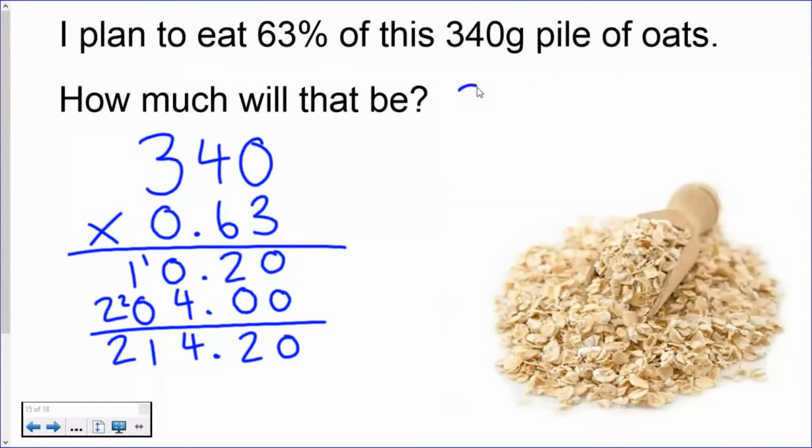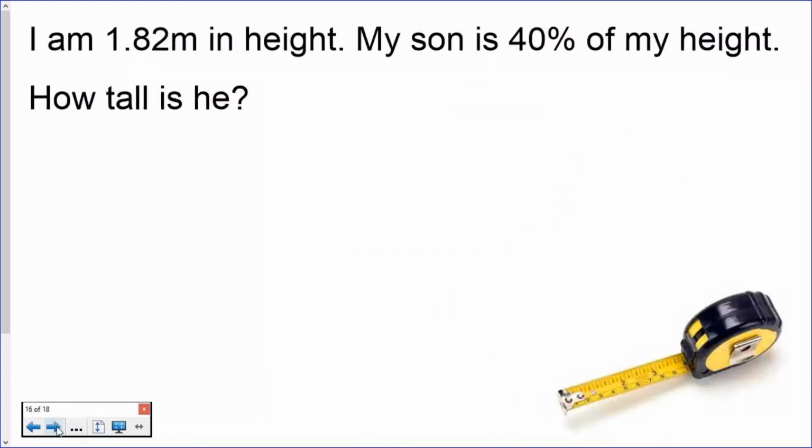So I will be eating 214.2 grams of porridge oats. If you went back and did the other method as well, divide by 100 times by 63, you would end up with the exact same answer, 214.2 grams. But using what you know about equivalence is a good way of stretching yourself mentally and also making those links, which is so important for learning in maths. So that's how we'd find the 63% of that pile of porridge oats.